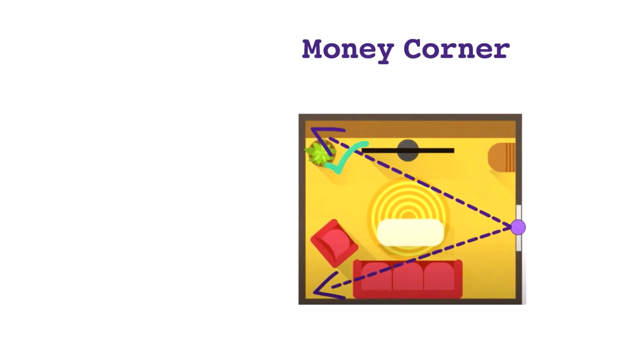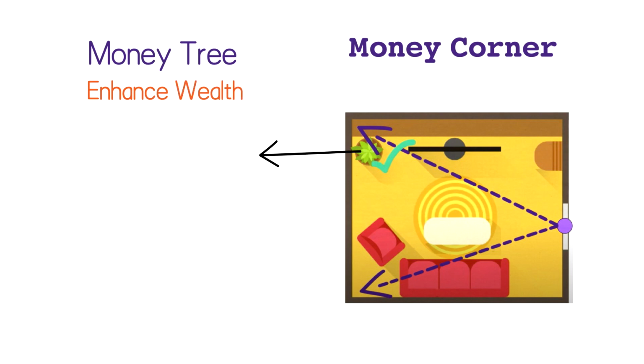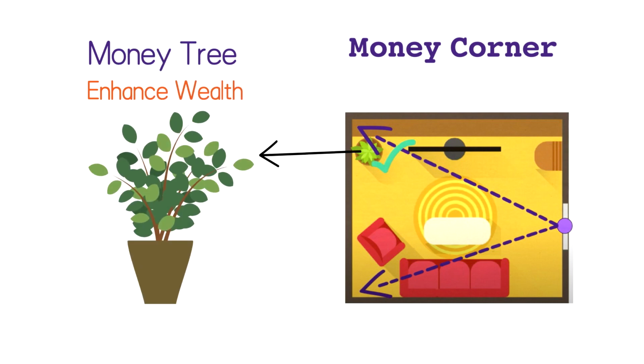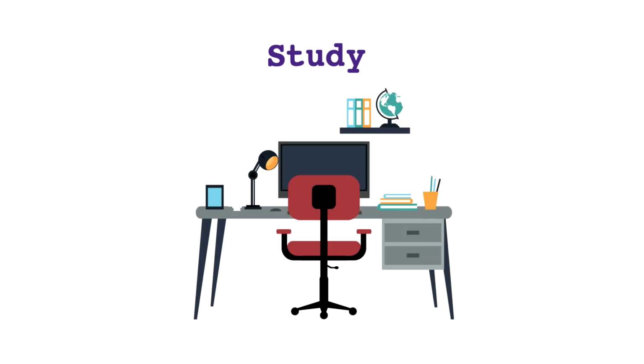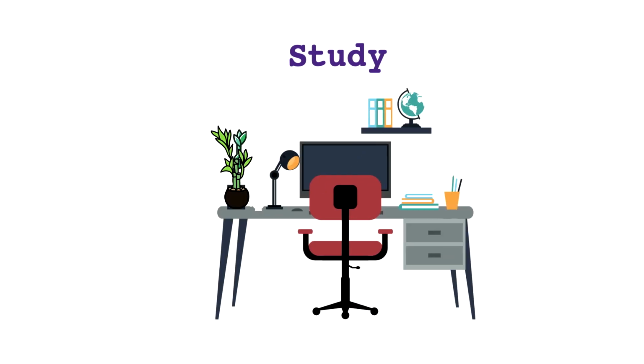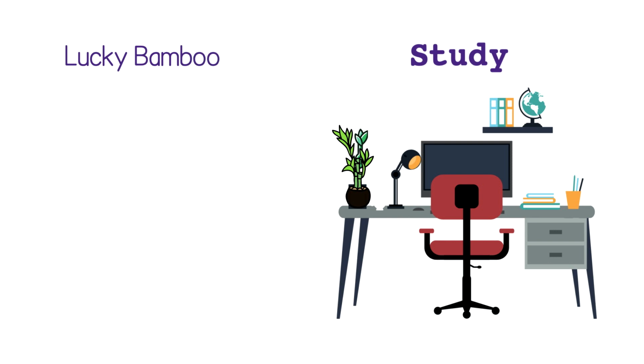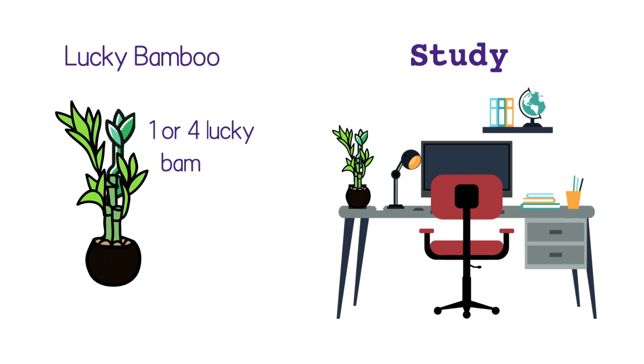In the money corner of the living room, we can place a money tree to enhance the wealth energy. If you want to find out exactly where your money corner is in your living room, please check out my previous video to learn how to find your money corner step by step. When Chi gets into the study, the Chi likes to see lucky bamboos. The best number of lucky bamboos should be 1 or 4, as both numbers represent wisdom and wealth. This is great Feng Shui for your academic achievement and career success.